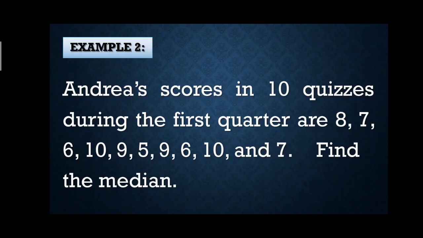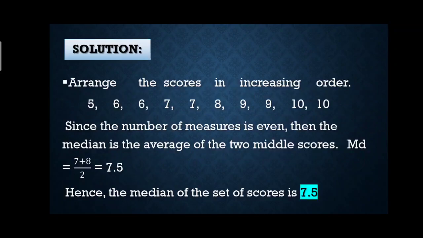Example 2. Andrea's scores in 10 quizzes during first quarter are 8, 7, 6, 10, 9, 5, 9, 6, 10, and 7. Find the median. Since we have 10 quizzes, 10 is an even number. So all you have to do is arrange the scores in increasing order. You can also arrange the scores in decreasing order. It's up to you. Now we have 5, 6, 6, 7, 7, 8, 9, 9, 10, and 10.